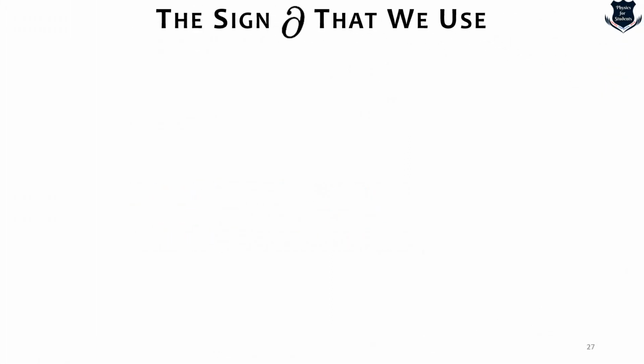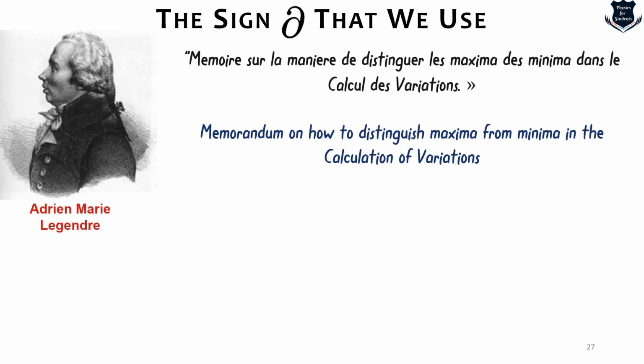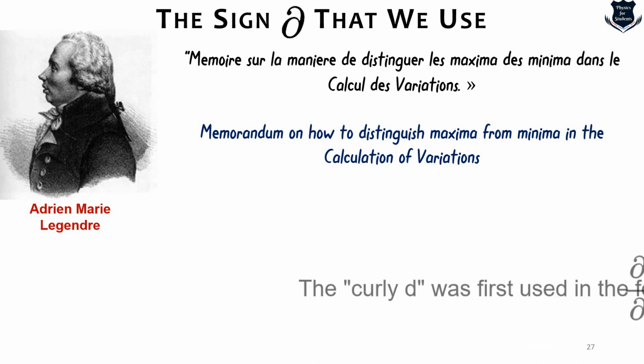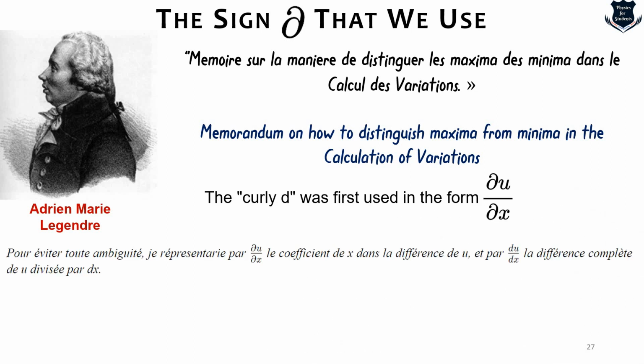Now this curly D was used again, in the form of del u by del x, by Adrien-Marie Legendre. Legendre used this in his work, again translated, Memoir on how to distinguish maxima from minima in the calculus of variations. And the curly D was first used by Legendre in this form, del u by del x.